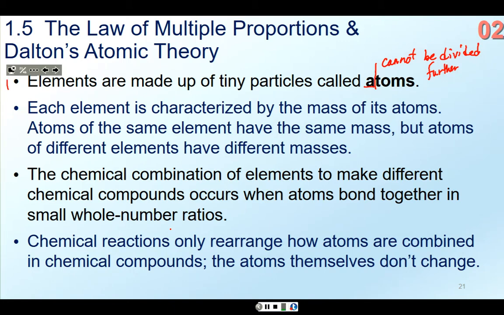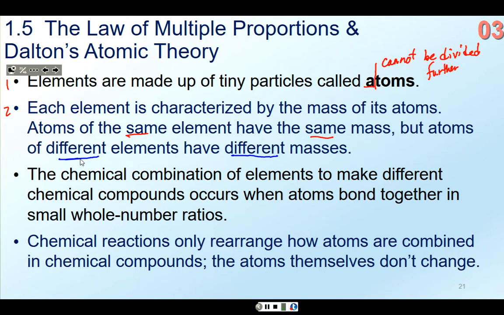Secondly, Dalton's theory tells us that each element is characterized by the mass of its atoms. The masses are characteristic and important, and the atoms of the same element have the same mass, but atoms of a different element have different masses. That's part of what Mendeleev used when he was trying to figure out the periodic table. Different substances had different characteristic masses, and that's what gradually led us to our periodic table today. So each element is characterized by a specific mass.